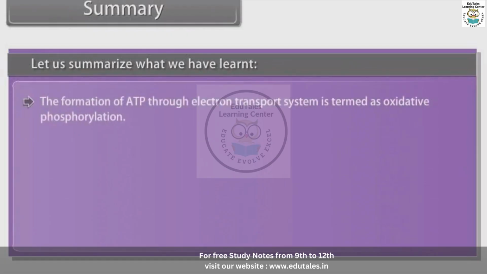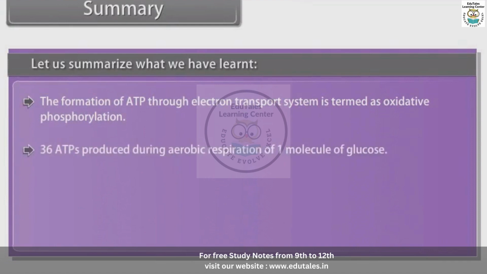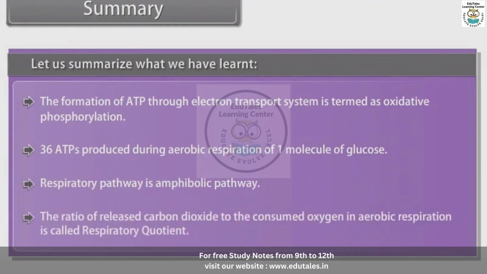The formation of ATP through the electron transport system is termed oxidative phosphorylation. 36 ATPs are produced during aerobic respiration of one molecule of glucose. Respiratory pathway is an amphibolic pathway. The ratio of released carbon dioxide to the consumed oxygen in aerobic respiration is called the respiratory quotient.